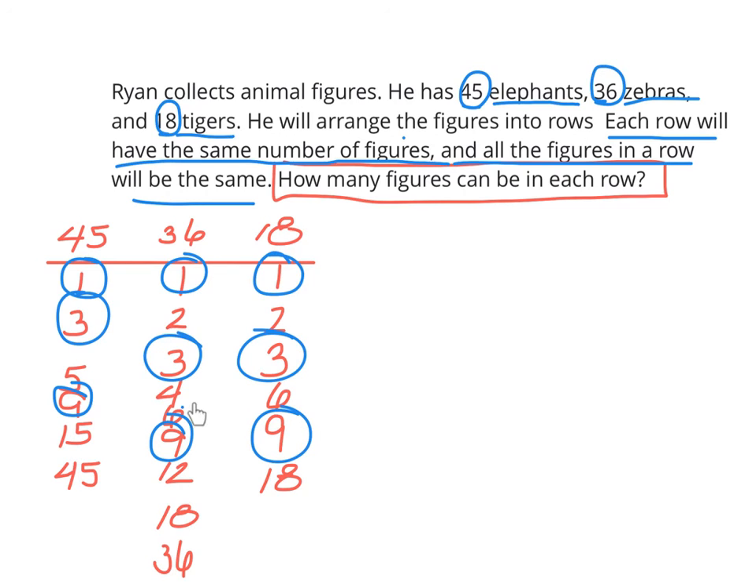And we can go to the next one. 15. Is 15 a factor of 36? Nope. So that is not a common factor. And 45. Nope. So the common factors are just 1, 3, and 9. So in other words, Ryan can put 1, 3, or 9 figures in each row. So by making a list, we were able to see all the factors of each number, and then we were able to circle the common factors in order to solve this problem.